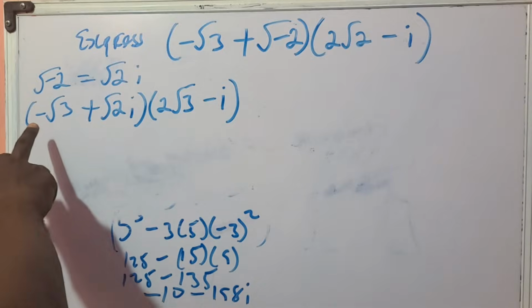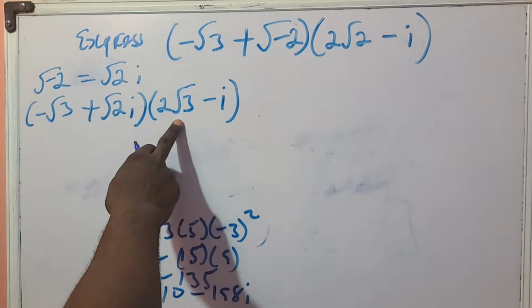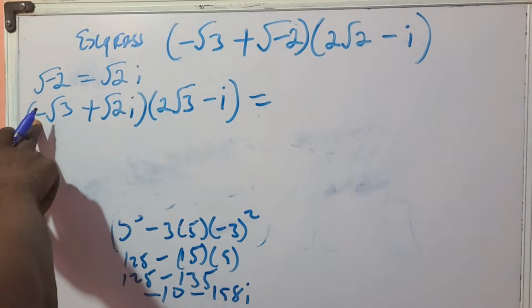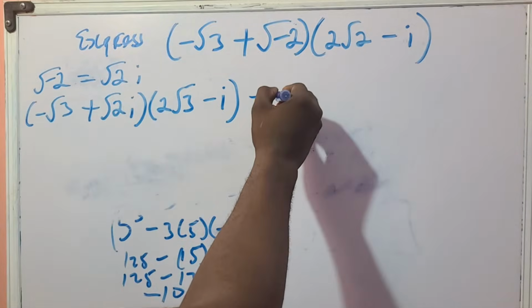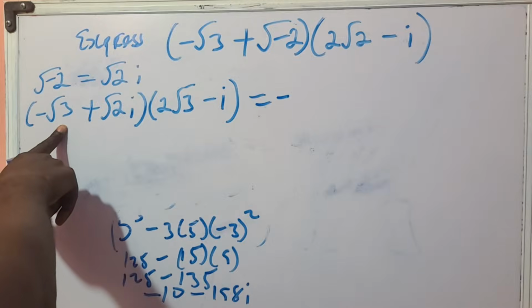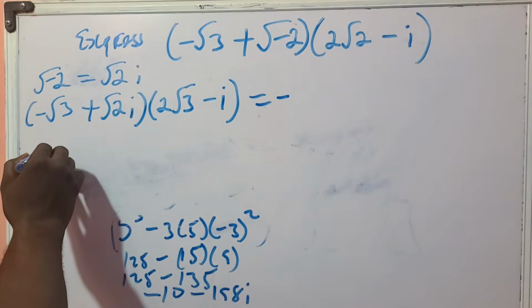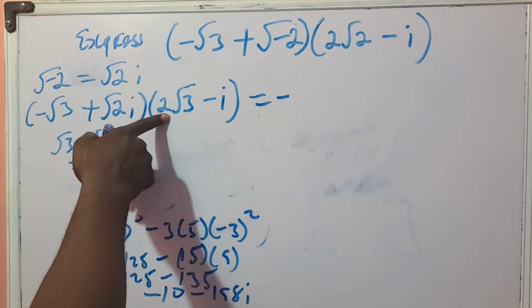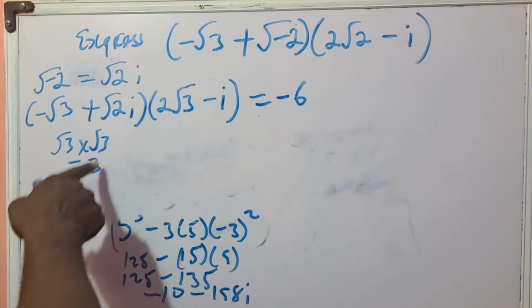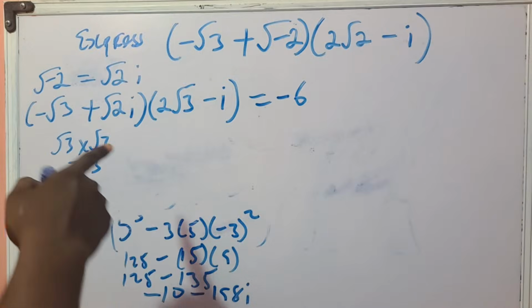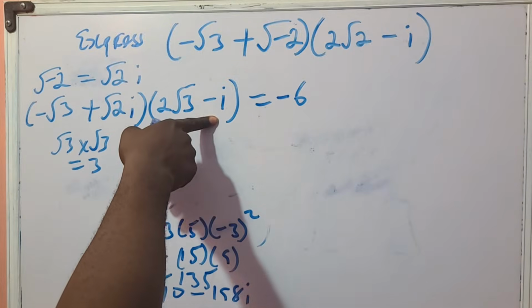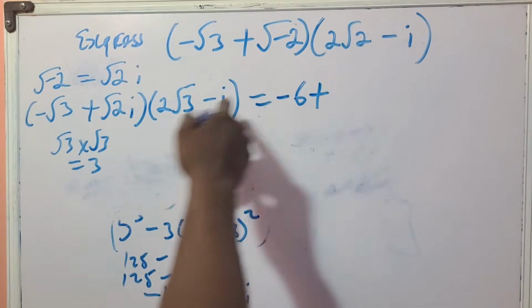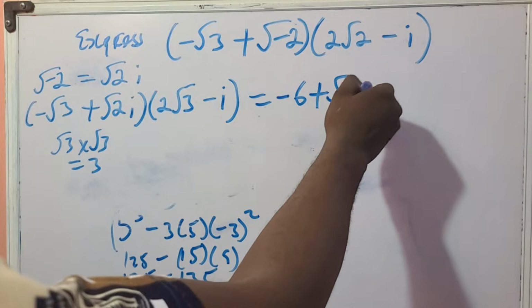That means you multiply this by this, and this by this. Obviously, this will be minus times plus, so we start with minus square root of 3 times square root of 3. Square root of 3 times square root of 3 is 3, and then we have a 2 here, so this will be minus 6, that is 2 times 3. And then we have square root of 3 times i. There's a minus minus, so this turns to plus. That will be plus square root of 3i.